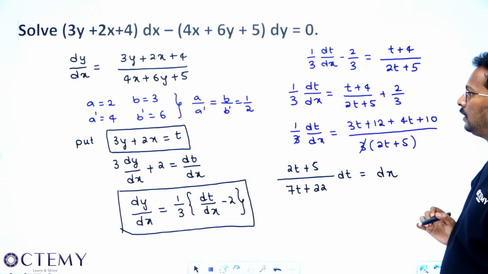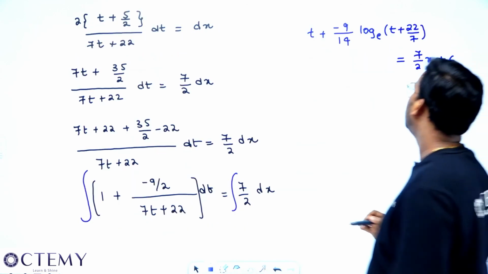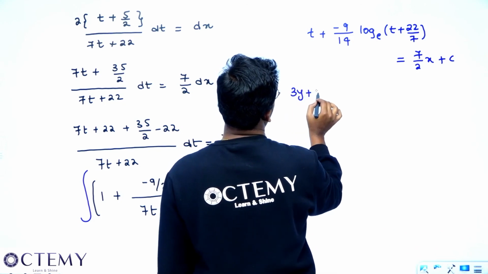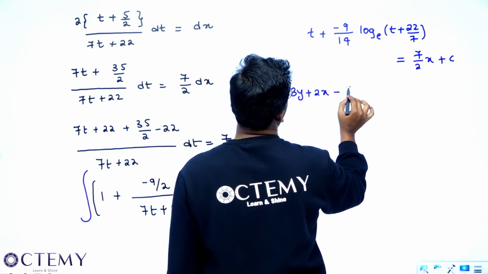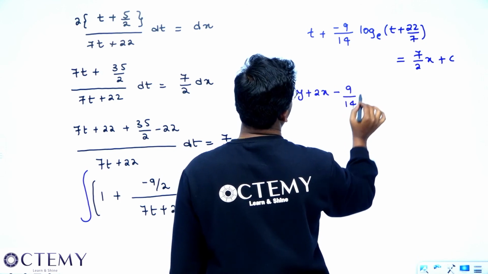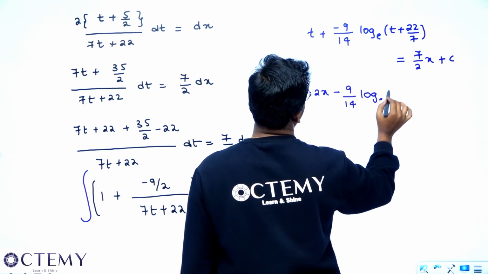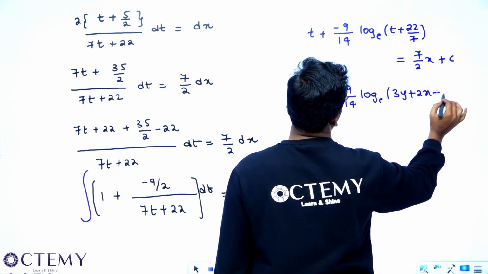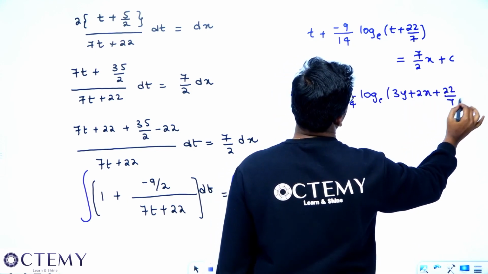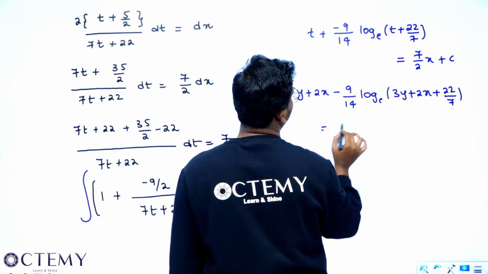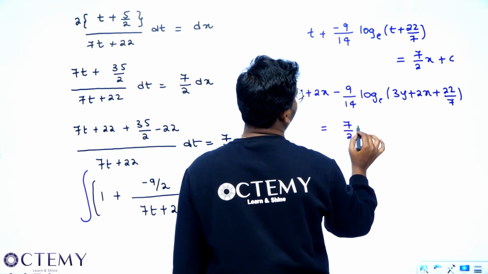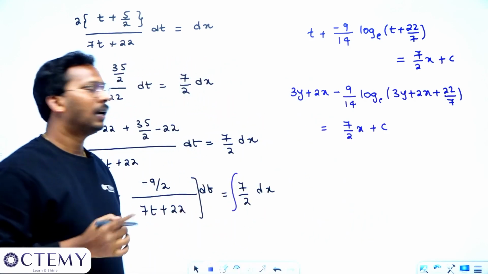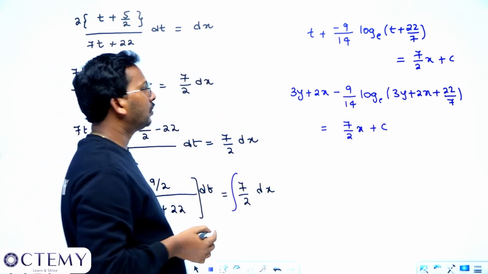But what is the value of t, sir? The value of t is 3y plus 2x. So the final answer will be 3y plus 2x minus 9 by 14 log base e of (3y plus 2x plus 22 by 7) is equal to 7 by 2 x plus c. Right? You can send it to this side also and you can do it, sir. So this should be the answer.